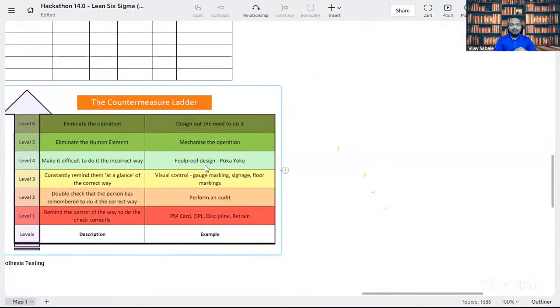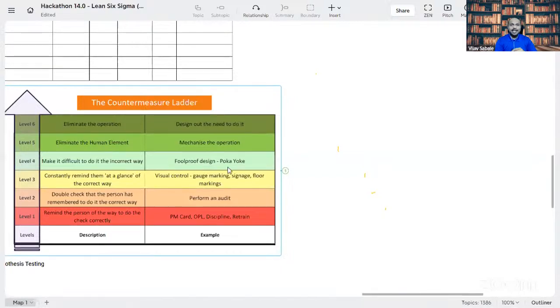Level 4, as the name indicates, and it is in green color, is a foolproof design, because here we are going to work on the Poka-yoke, right? Make it difficult to do it in the incorrect way. So even if the person wants to do it, he or she cannot do it, right? So that is a foolproof design. We can call it a Poka-yoke.